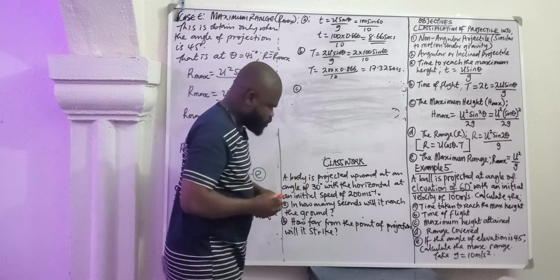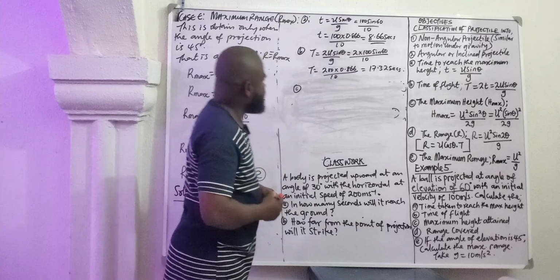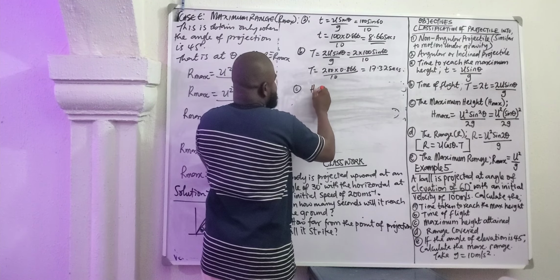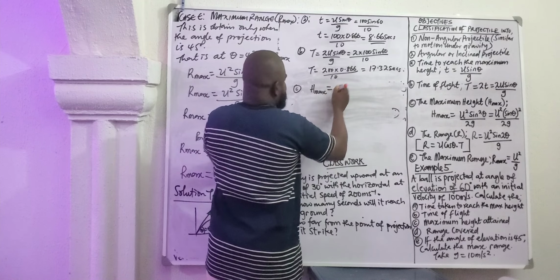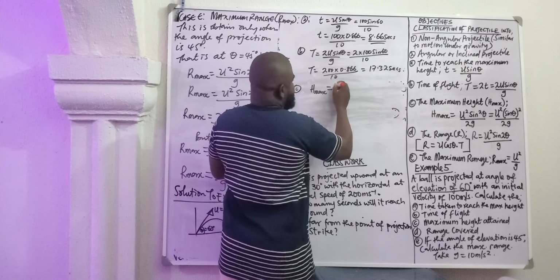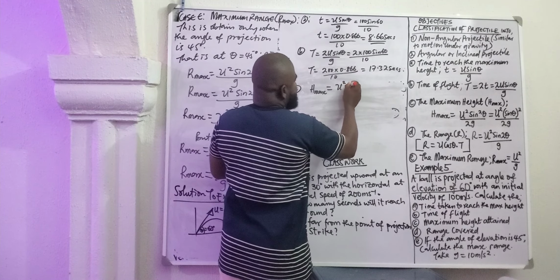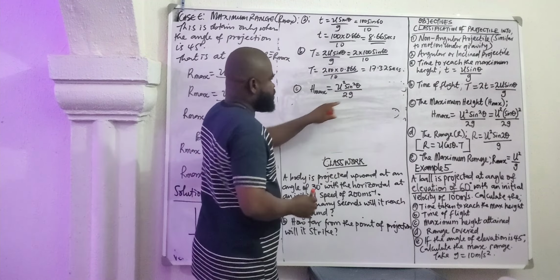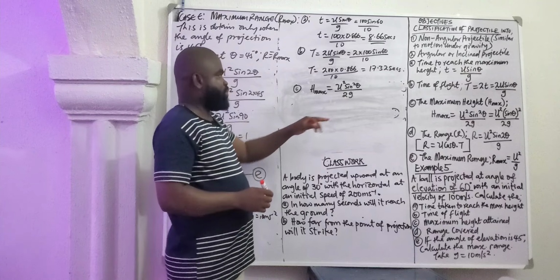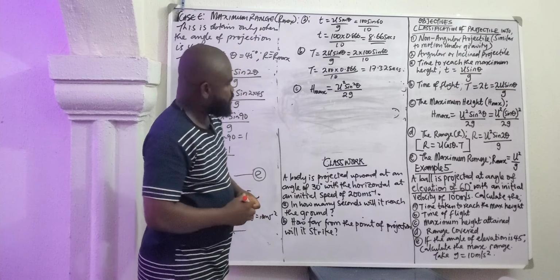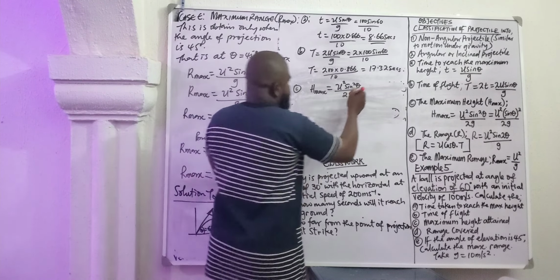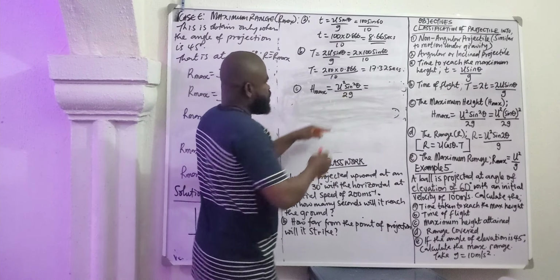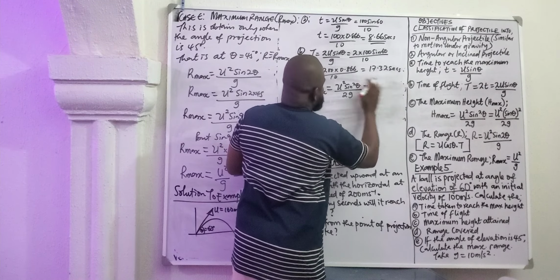Option C, for us to obtain the maximum height attained by the object, we have that H max is equal to, from equation C, u square sine square theta over what? 2g. Please remember to put 2g here. If you use only g, you will be marked wrong. So we substitute. I told you I prefer to express it this way so that it will be easier when you are substituting.